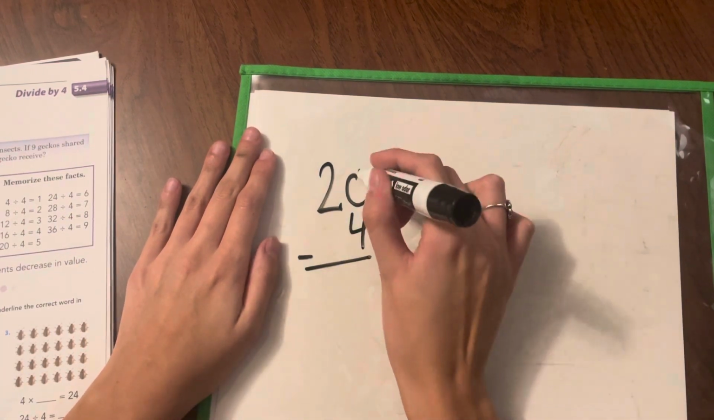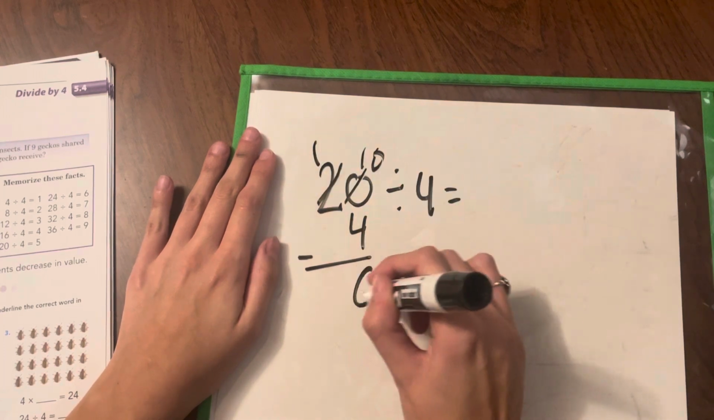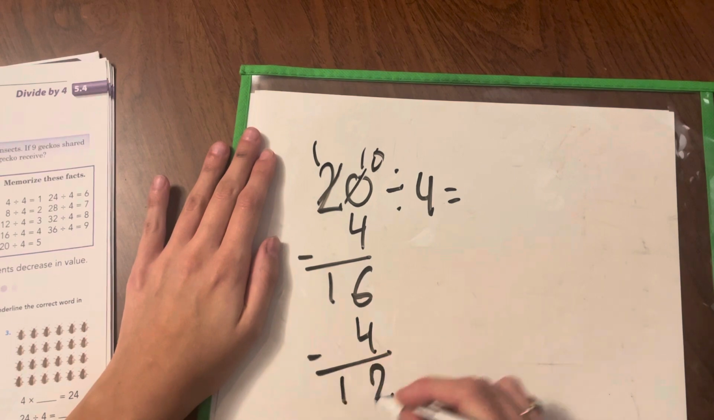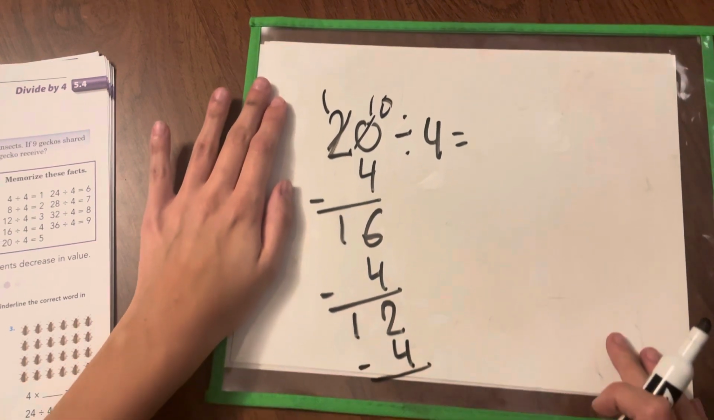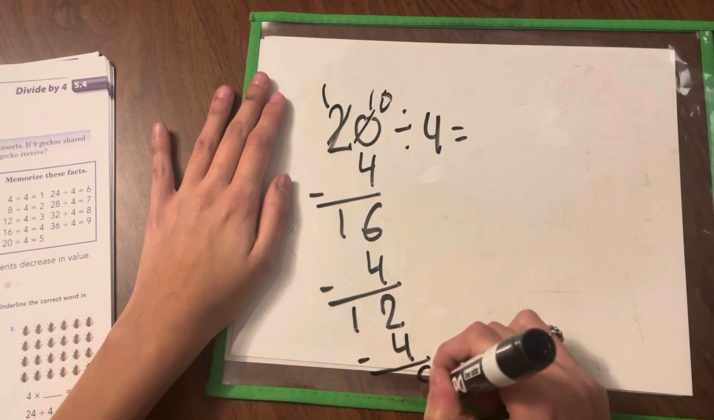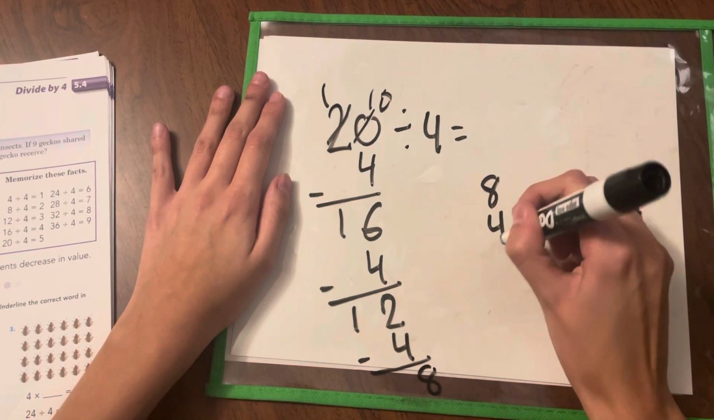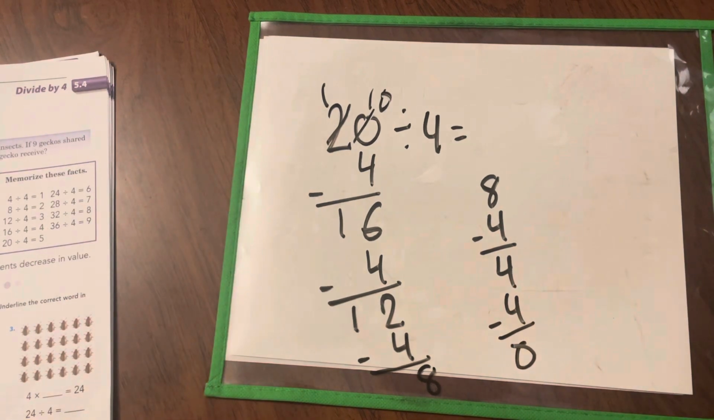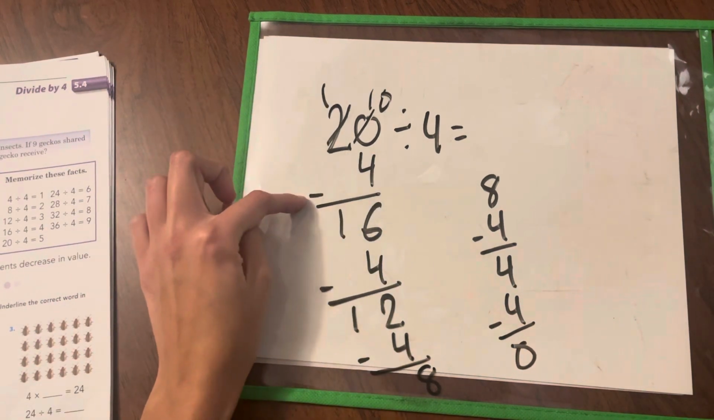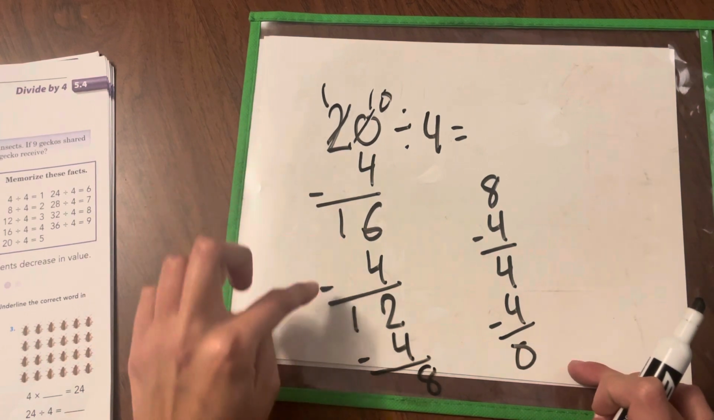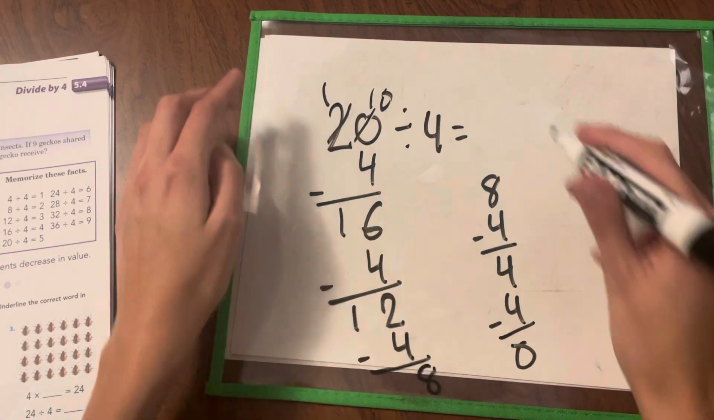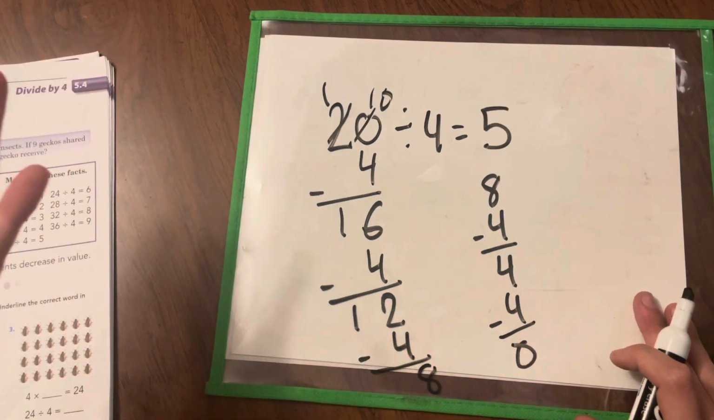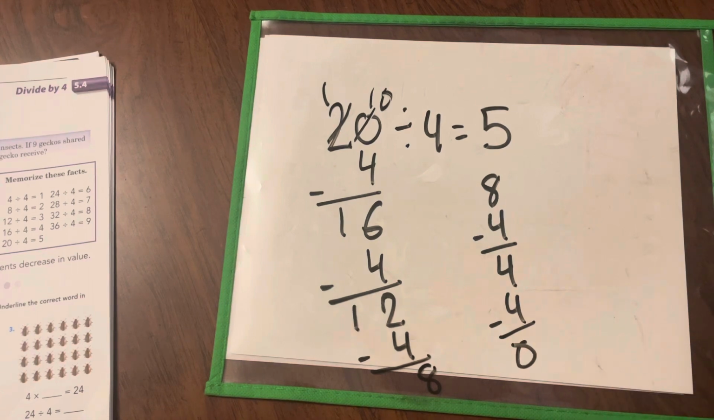So if I start subtracting, that becomes 16. I'm going to subtract again. That becomes 12. I'm going to keep subtracting. You can see my board there. 12 minus 4, that's 8. And then 8 minus 4 again, it's 4. 4 minus 4 again, I got all the way to 0. How many times did I subtract 4 from 20 before I got to 0? Let's count it up. 1, 2, 3, 4, 5. And that's our answer. We could subtract 4 from 20 five times because division is subtracting equal groups.